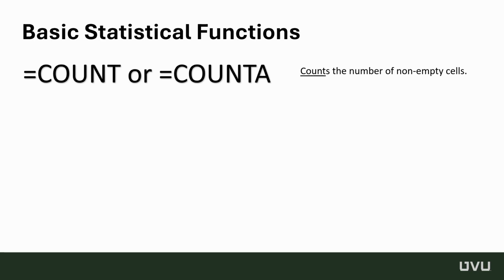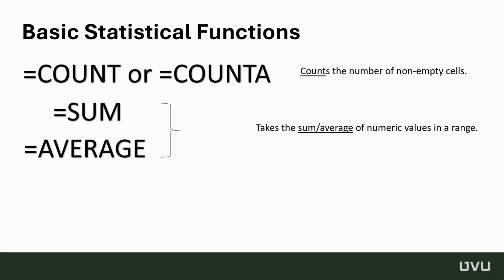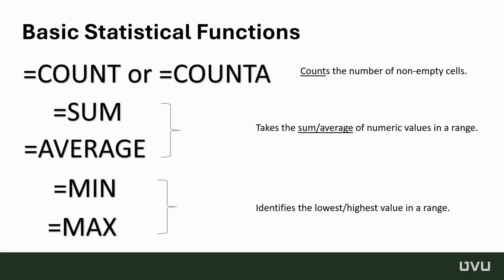If you use the COUNTA function, it will count the number of all non-empty cells, numbers, text. As long as it has a data value, it will be included in the count. The sum and average functions do what you'd expect. They calculate the sum or average of values in a range. The last ones in this category are the min and max functions, which identify the lowest and highest values in a range respectively.